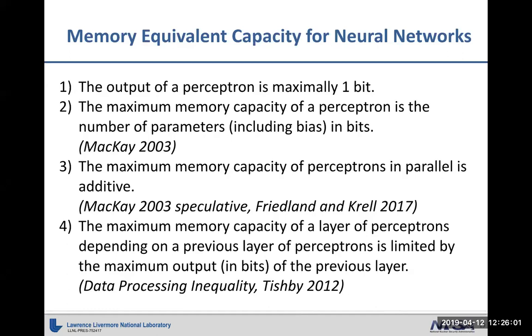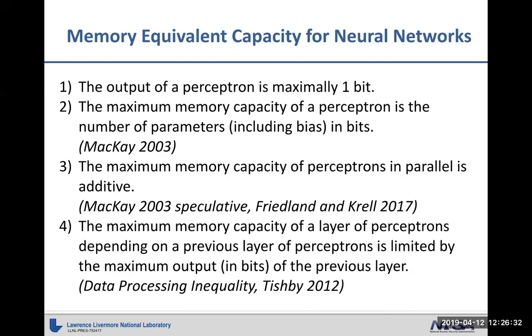First one is, well, the output of a neuron is fire and non-fire. Well, that would be 1 bit, maximally. Could be less, because it might not be accurately distributed with fire and non-fire. But maximally, it could be accurately distributed, so that means 1 bit. So let's assume the output of a perceptron is 1 bit. Then we take MacKay's result, and we say, well, the maximum memory equivalent capacity of a perceptron is the number of parameters. Remember, n divided by k equals 1.